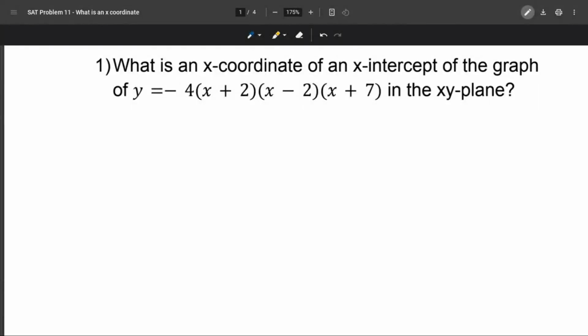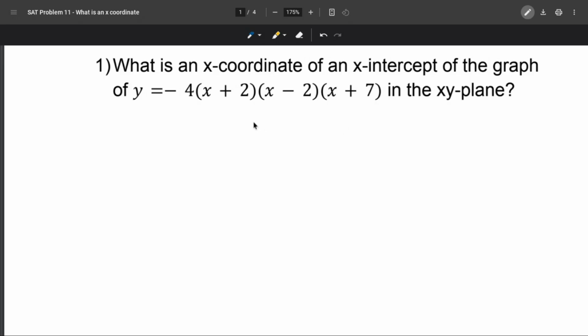In this video, we are going to find an x-coordinate of an x-intercept of the graph of basically a cubic function here. And this is a potential type of question you might come across on the SAT. Now there's a couple of different ways you can do this. One, you could just type this into Desmos and see where it crosses the x-axis.